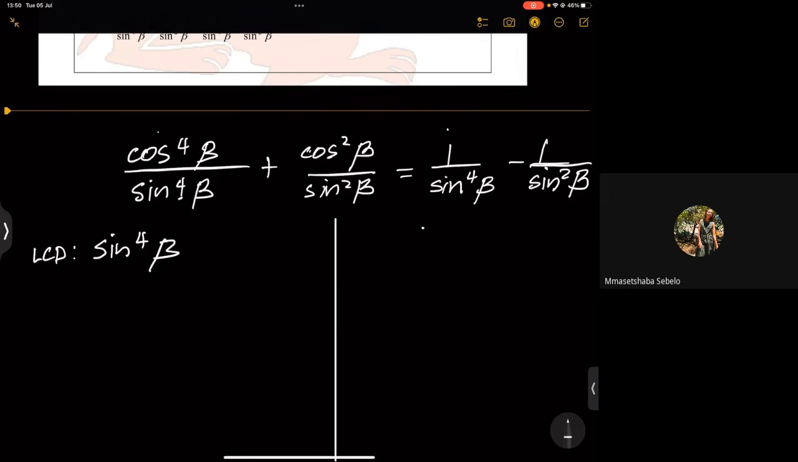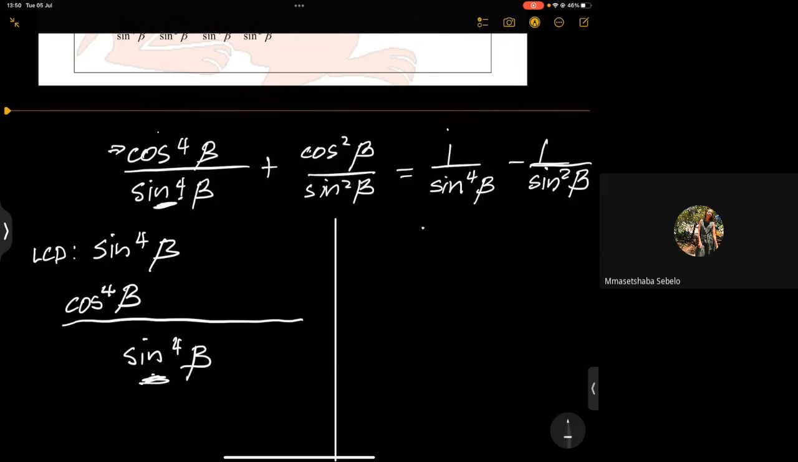Now let's deal with our fraction here. We know that our denominator is therefore going to be sine to the power 4 of beta. So LCD divided by denominator, we get, sorry, I'm a bit lost. LCD divided by that denominator is 1. 1 multiplied by cos to the power 4 of beta is cos to the power 4 beta. Correct.